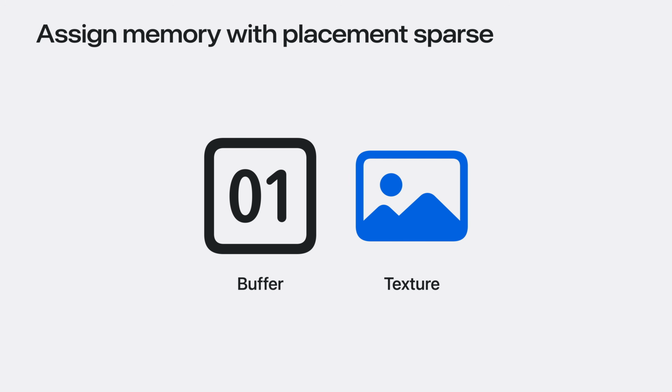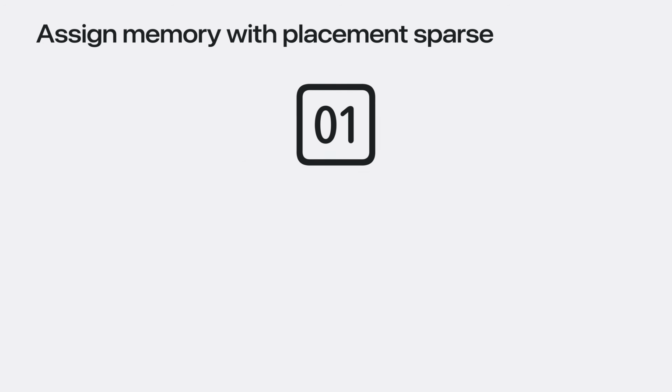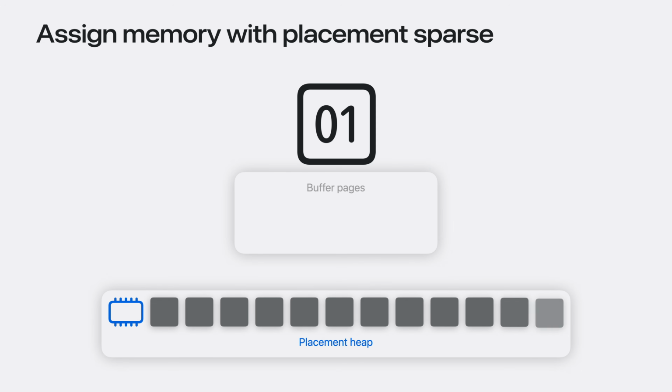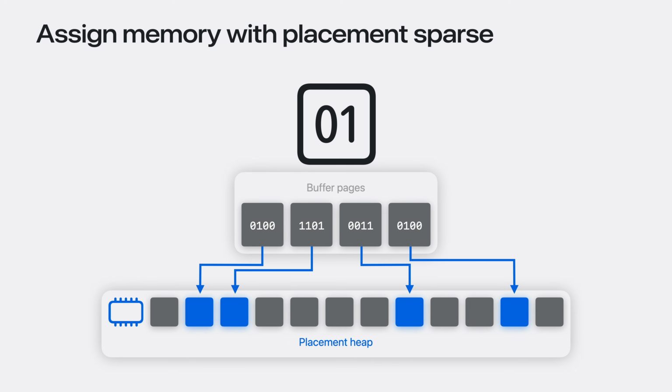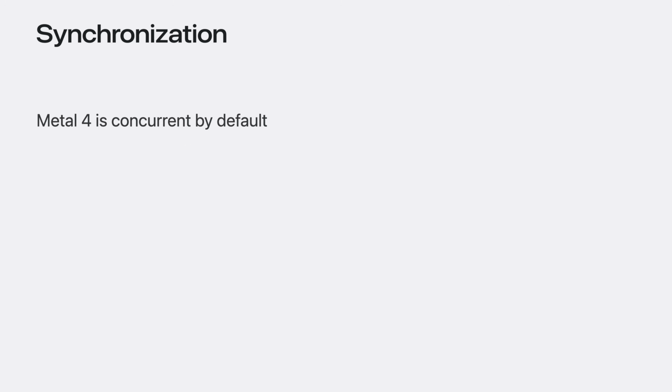Metal 4 supports buffers and textures allocated as placement-sparse resources. These resources are allocated without any pages to store their data. With placement-sparse resources, pages come from a placement heap. Your app allocates pages from the placement heap to provide storage for the resource contents. With Metal 4's focus on concurrency by default, you need to ensure that updates to resources are synchronized.